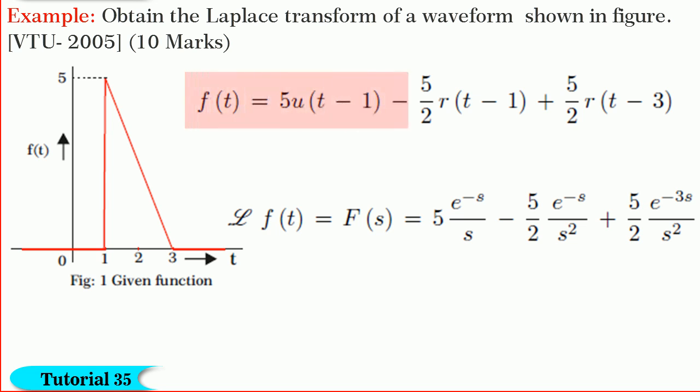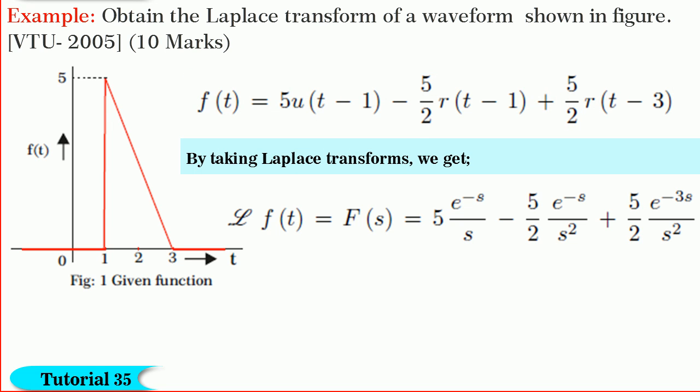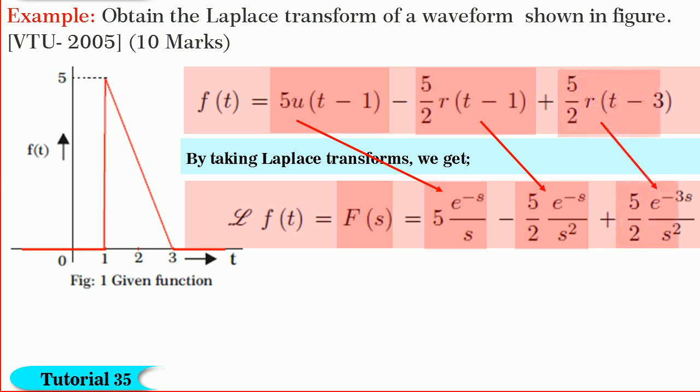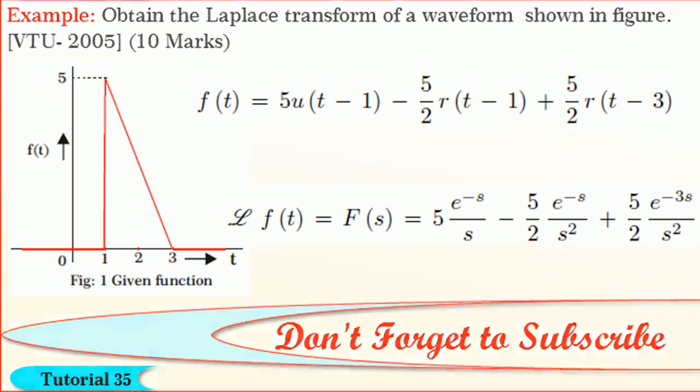So, by adding all the three functions, we get f of t is equal to 5 u of t minus 1 minus 5 divided by 2 r of t minus 1 plus 5 divided by 2 r of t minus 3. By taking the Laplace transform, we get F of s is equal to 5 into e to the power of minus s by s minus 5 by 2 into e to the power of minus s by s square plus 5 by 2 e to the power of minus 3s by s square. Hope you got the technique.